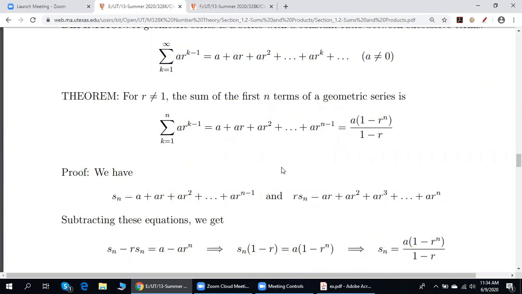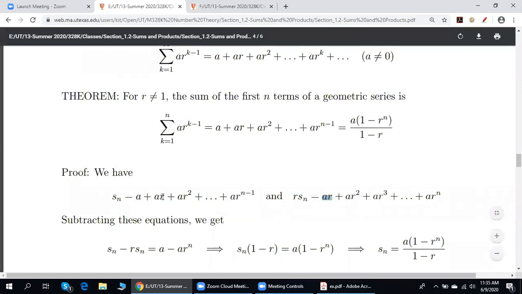Step 1. Let us denote this sum by Sn. After that, multiply both sides here by r. The left-hand side becomes rSn. On the right-hand side, a times r is ar. ar times r is ar squared. And so on. The last term, ar to the n minus 1 times r, is ar to the nth power.